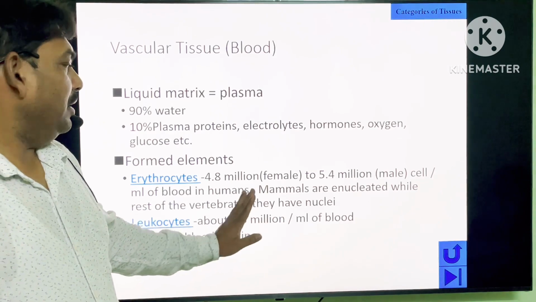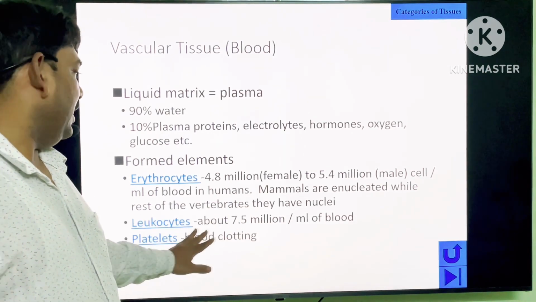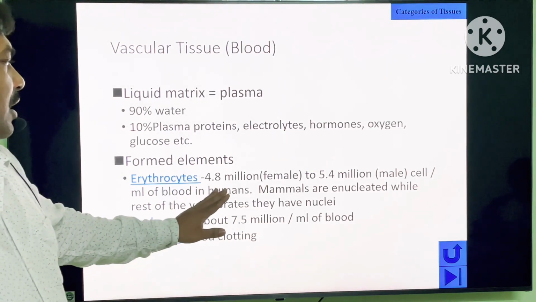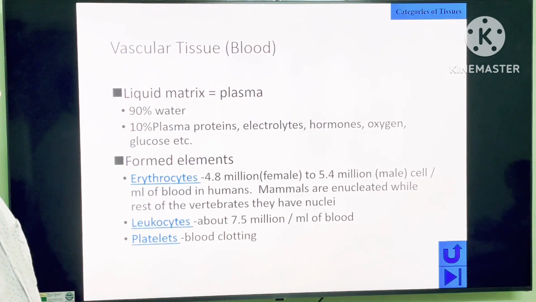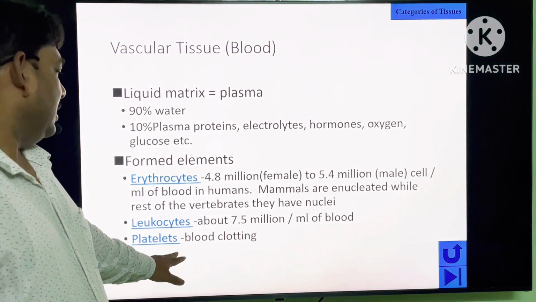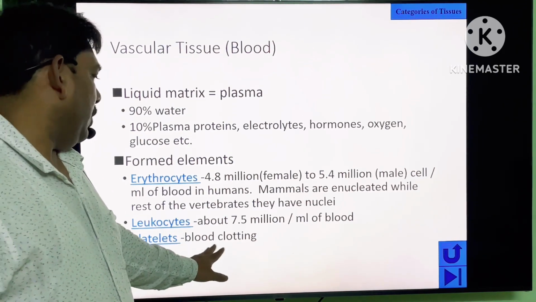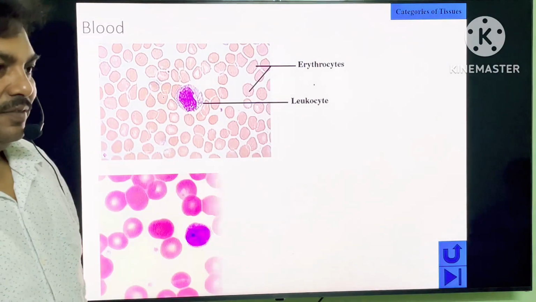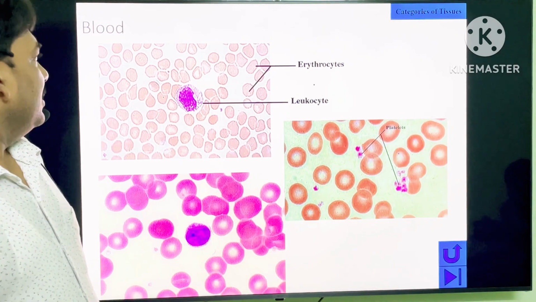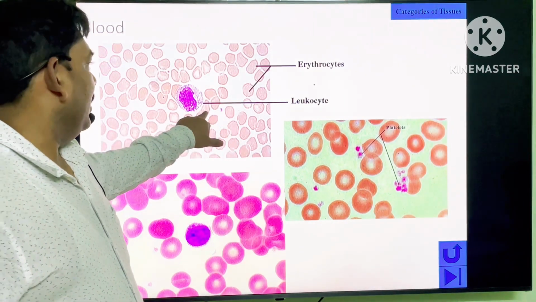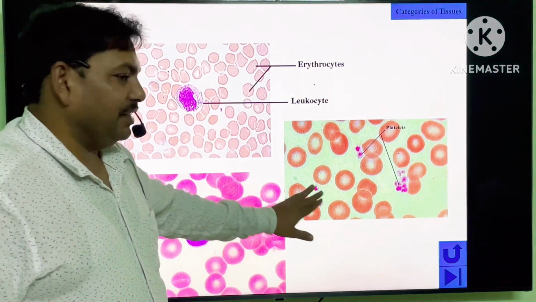Per ml per human, and they are nucleated. Okay, and platelets are for blood clotting. Okay, blood clotting. Next, these are the erythrocytes and leukocytes, and they are located in this place.